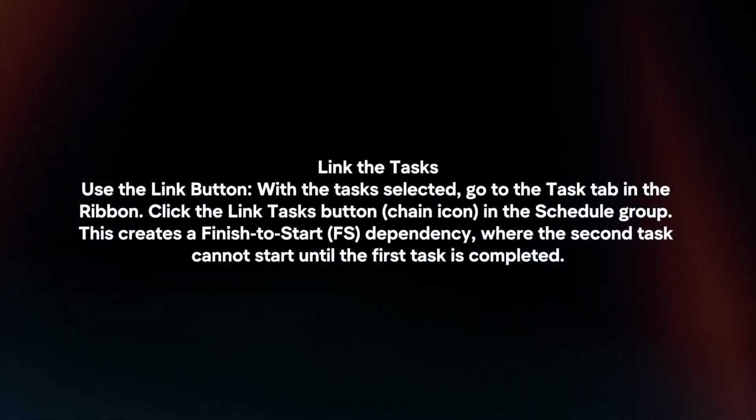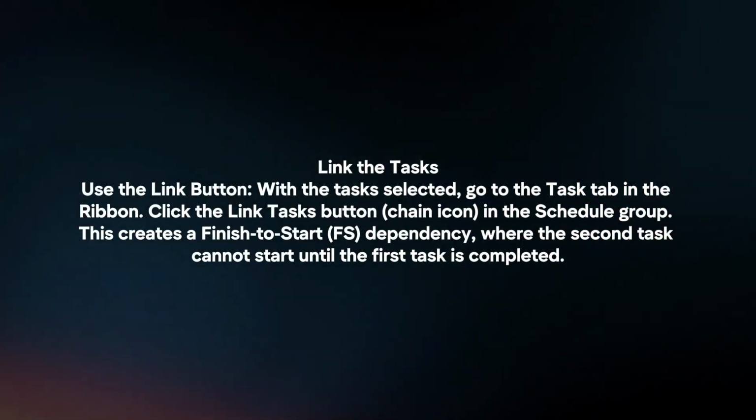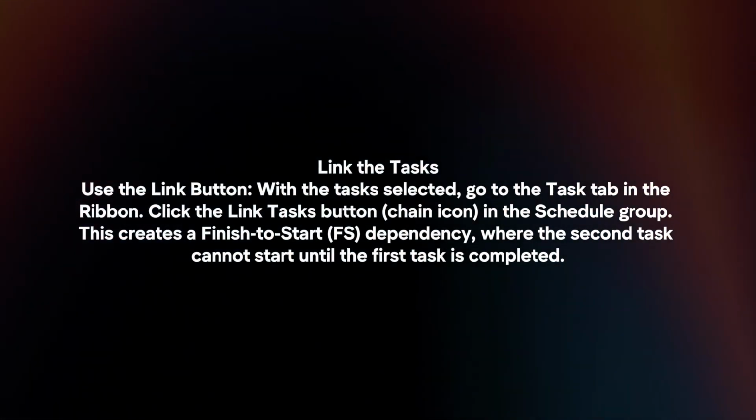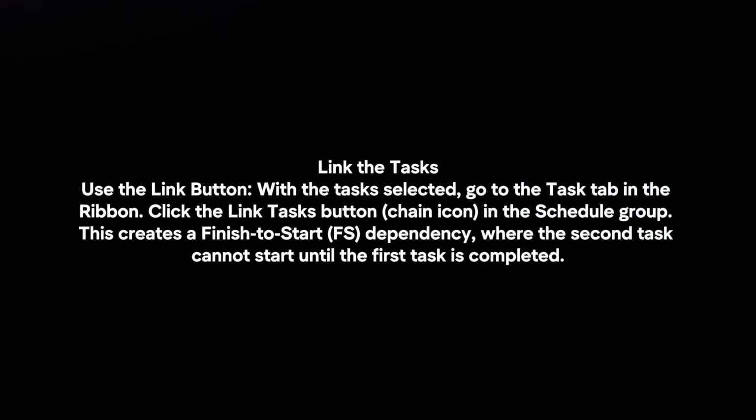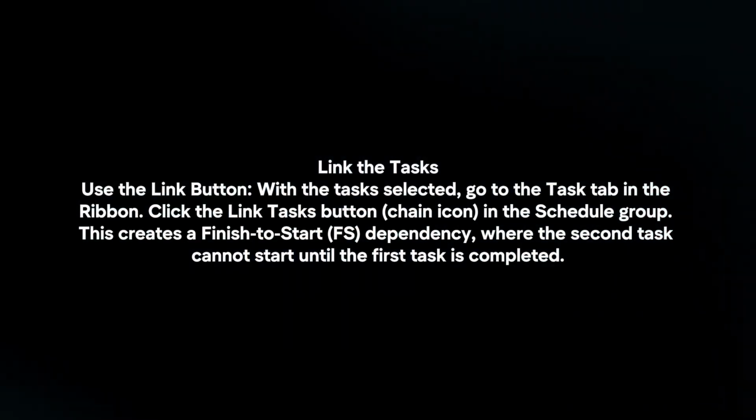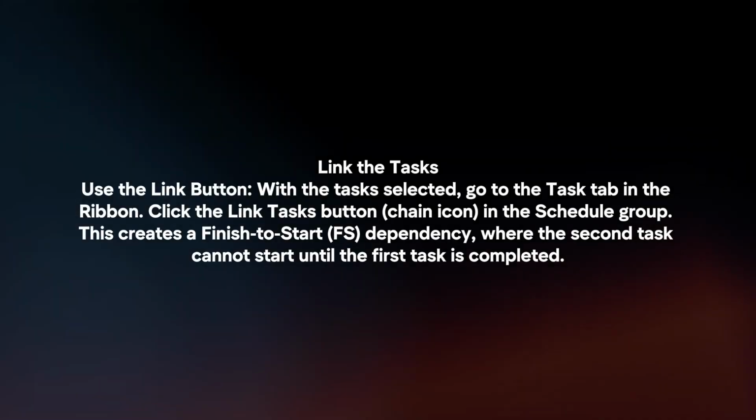Link the tasks. Use the Link button. With the tasks selected, go to the Tasks tab in the ribbon. Click the Link Tasks button in the Schedule group. This creates a Finish to Start dependency, where the second task cannot start until the first task is completed.